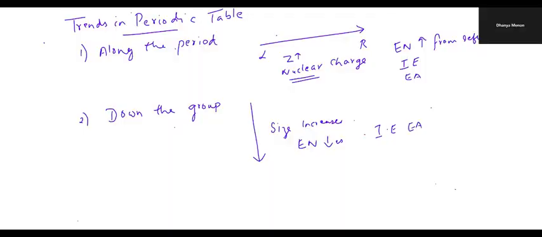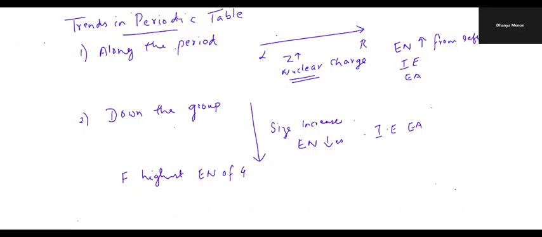Now, students, please remember, among all the elements in the periodic table, fluorine has the highest electronegativity, an electronegativity of 4. Okay, this you must remember. Okay, now there are also a few more things that you must remember. So I hope till here it is clear.